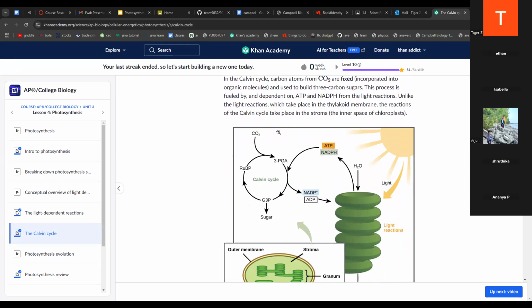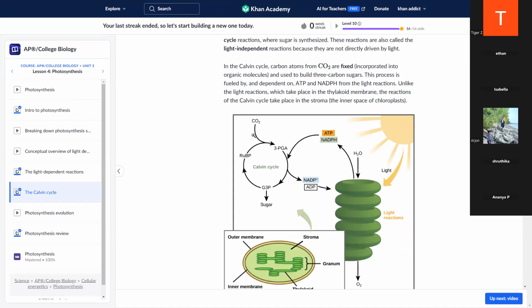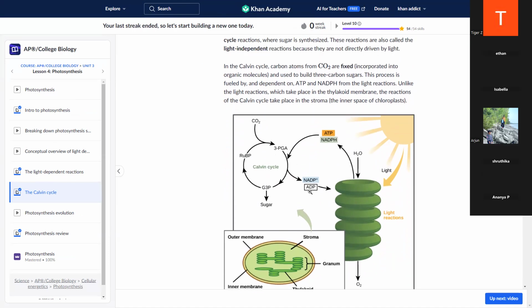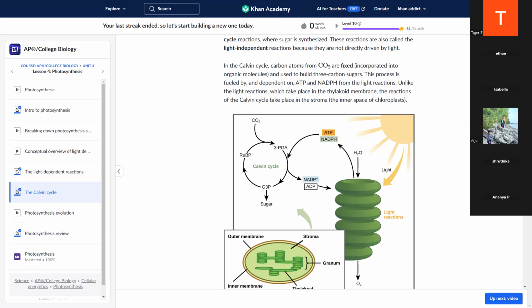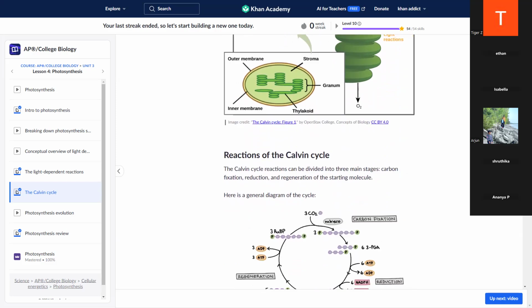So here's a little diagram of the Calvin cycle. Here are the light reactions that we learned about. The Calvin cycle takes in carbon dioxide, as well as the products of the light reactions, to form a sugar and ADP and NADP plus, which are sent back to the light reactions. Here, carbon atoms from carbon dioxide are fixed to build three carbon sugars, and this is fueled by the ATP and NADPH from the light reactions. Again, this takes place in the stroma of the chloroplast.